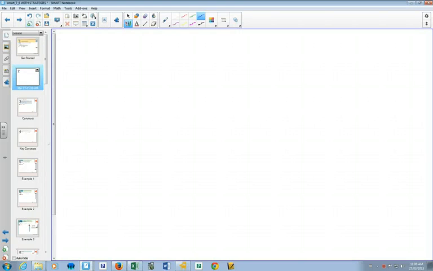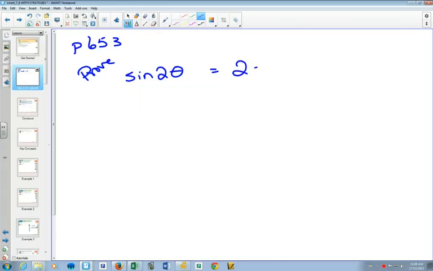On page 653. We are going to start off with a new identity. This is on your formula sheet, but we're going to prove it: sine 2 theta is equal to 2 sine theta cos theta.